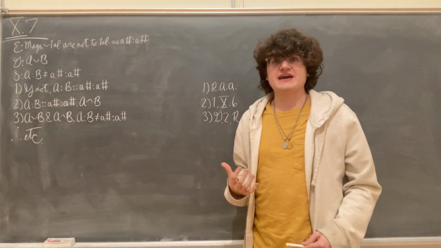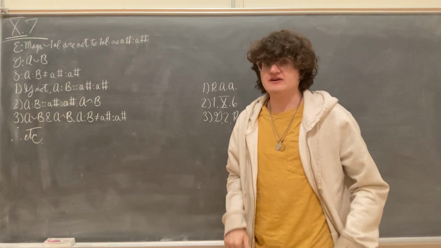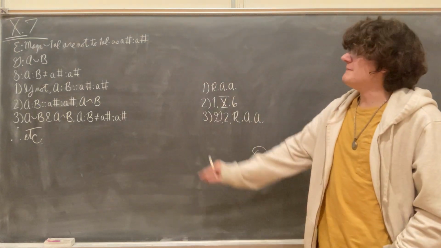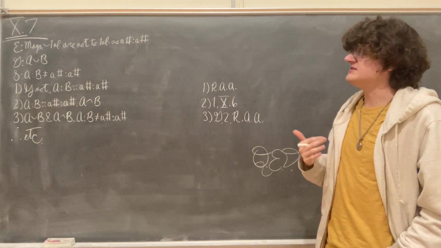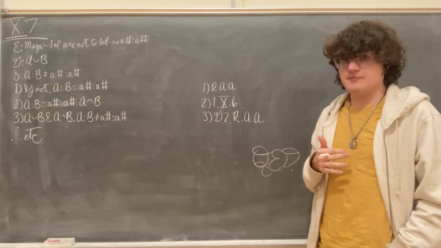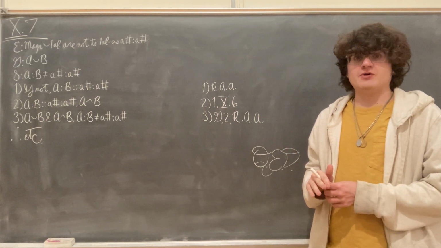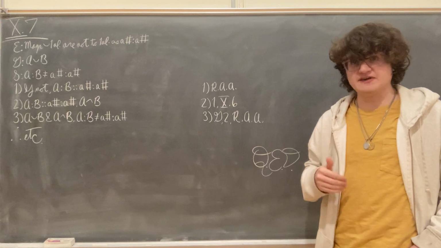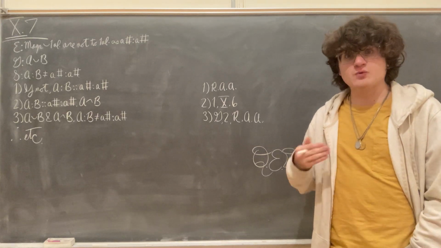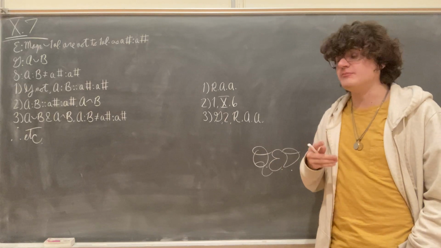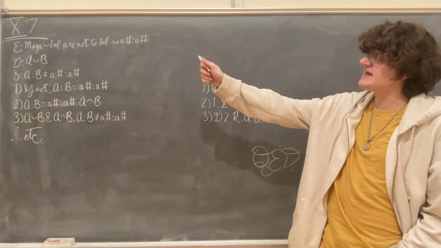Hello. This will be a demonstration of Proposition 7 from Book 10 of Euclid's Elements, which says that magnitudes which are incommensurable with one another are not to each other as a number is to a number. That is to say, the ratio of incommensurable magnitudes is not the same as any ratio of two numbers. All we're given are two incommensurable magnitudes, A and B.